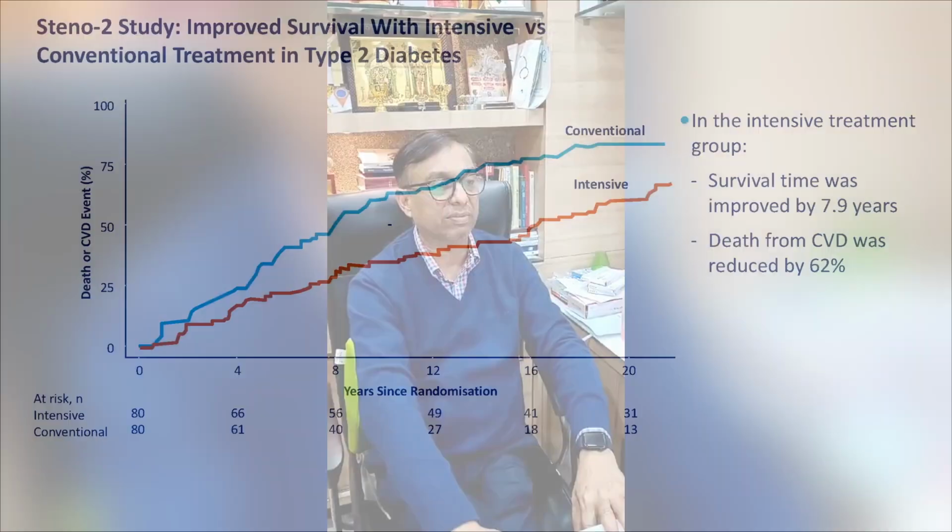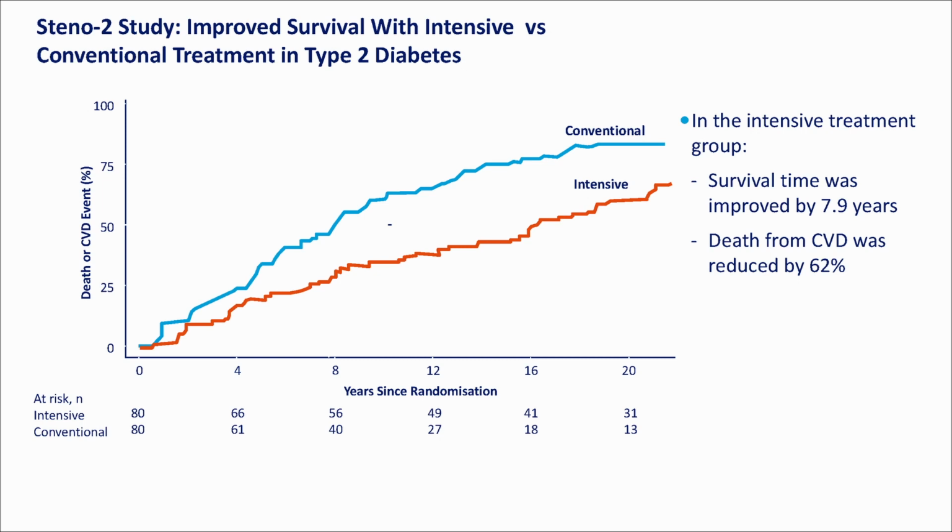STENO-2 diabetes is one very important landmark study. It shows improved survival with intensive versus conventional treatment in type 2 diabetes. The data were very robust. Death from CVD was reduced by 62%. The only thing is you need to have a multifactorial approach.